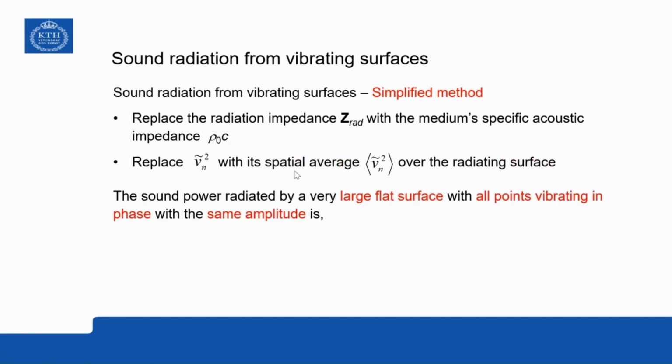And what we get then is actually the sound power radiated by a very, very large flat surface with all points vibrating in phase and the same amplitude. It's exactly the same form as the radiation from the large piston as we saw previously. So this is now the simplified version of the time average radiated sound power from this generally shaped vibrating surface. Now, this is maybe too crude.